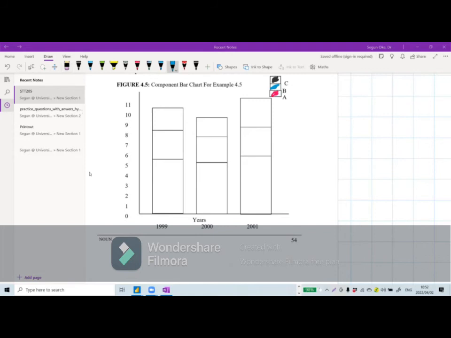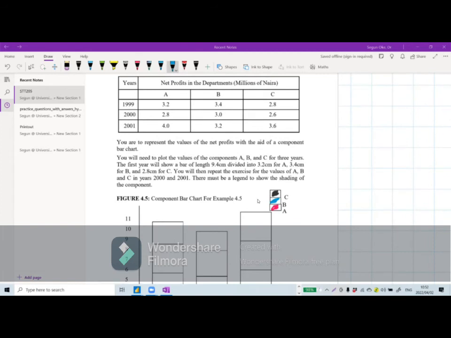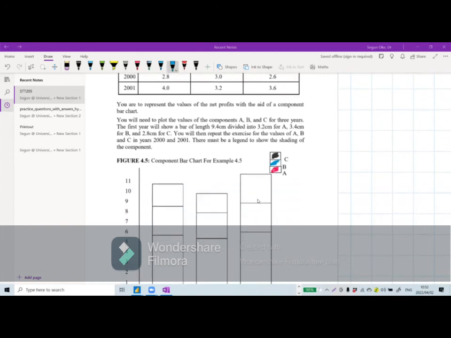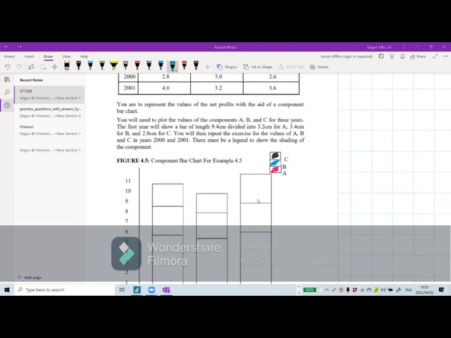So the bar chart talks of a component, drawing a bar chart of component. For example, the one of 1999 are departmental profits or sales. They are looking at sales emanating from different departments in one organization. So each department, their sales is plotted in a bar chart. Okay.